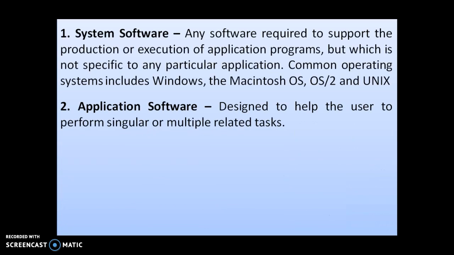System software is any software required to support the production or execution of application programs, but which is not specific to any particular application. Common operating systems include Windows, the Macintosh OS, OS/2, and Unix.